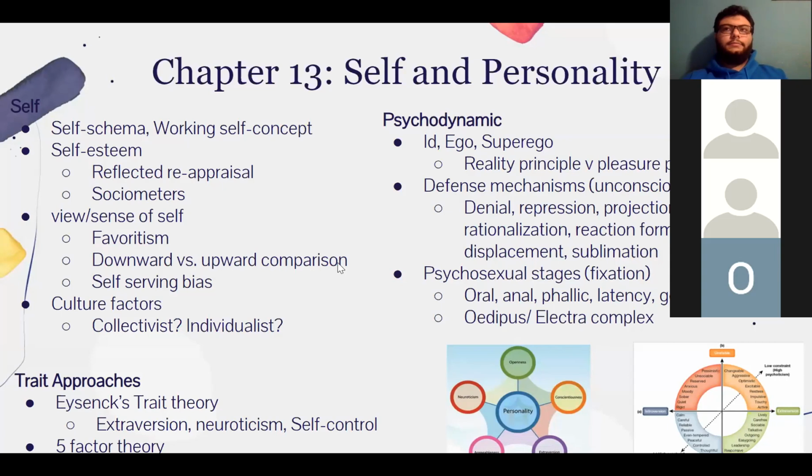Phallic would be when children start learning about their genital area. Latency is usually not too much going on. You're just in between stages, starting to develop social awareness. And genital would be, again, when you start learning more and more about your genitals.